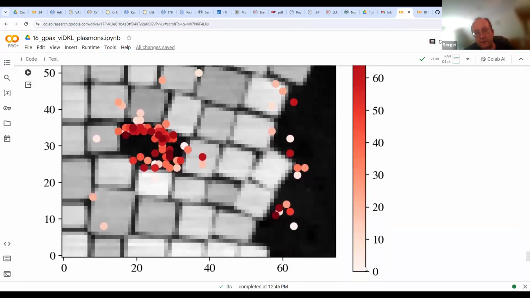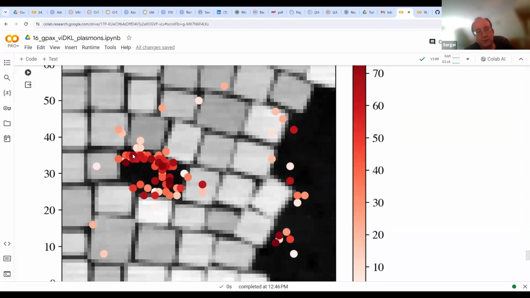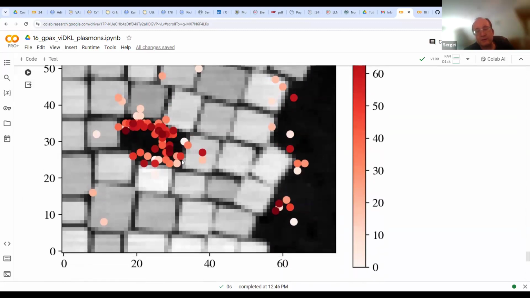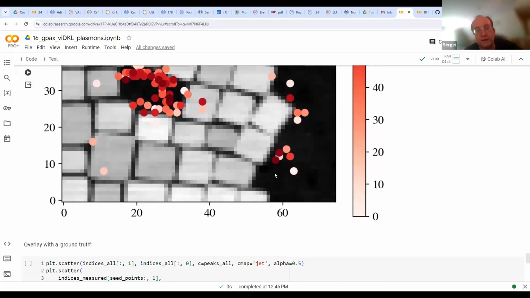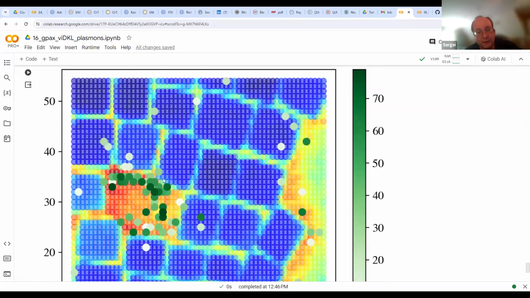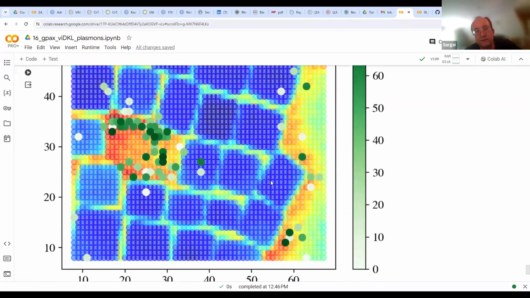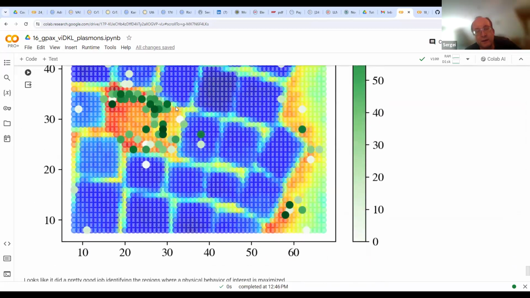Notice that in the beginning, we have explored the points where there was a large uncertainty, which are not equivalent to what we train on. And then after a while, we found that the maximum intensity of the plasmon is concentrated in the locations close to this edge and this edge, which is actually not bad. And if we compare it to the ground truth, you can see that we actually discovered the edge plasmons remarkably well.